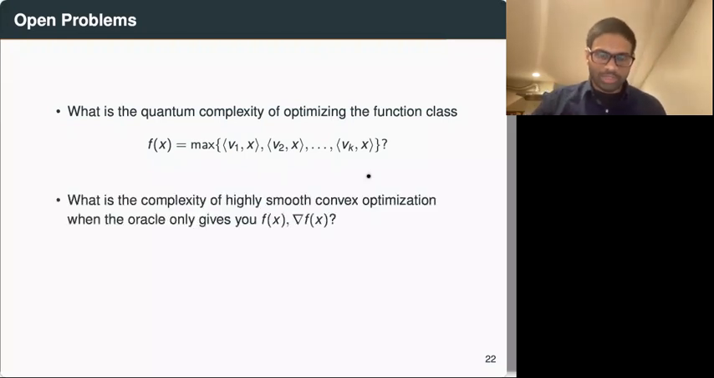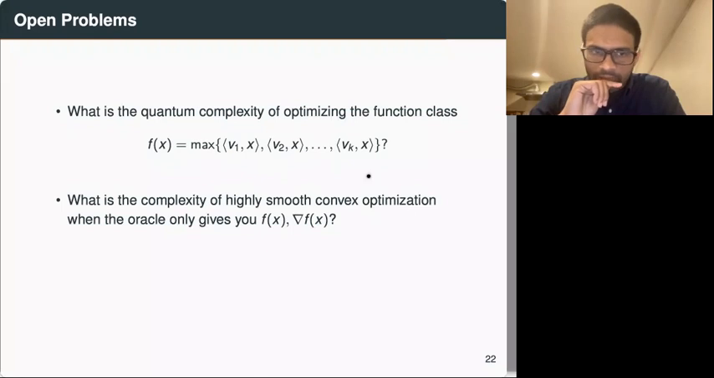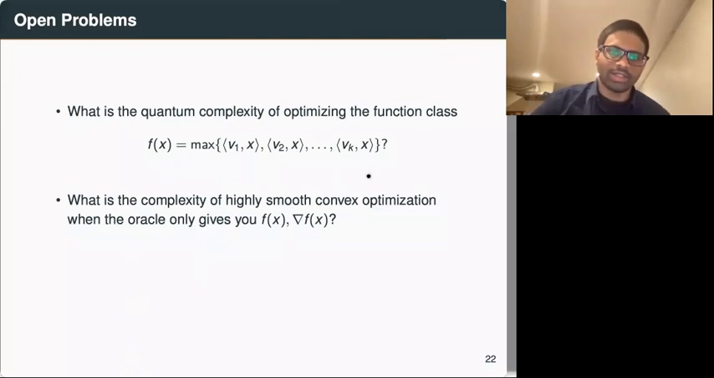Another interesting open problem is, what if your functions are highly smooth, but your oracle is only giving you the first two, the function value and the gradient value? Clearly our lower bound is still going to work, but there might be a better lower bound, or there might be a better upper bound. It's not clear. And this is an interesting question to study even in the classical setting. People have not really studied this setting.